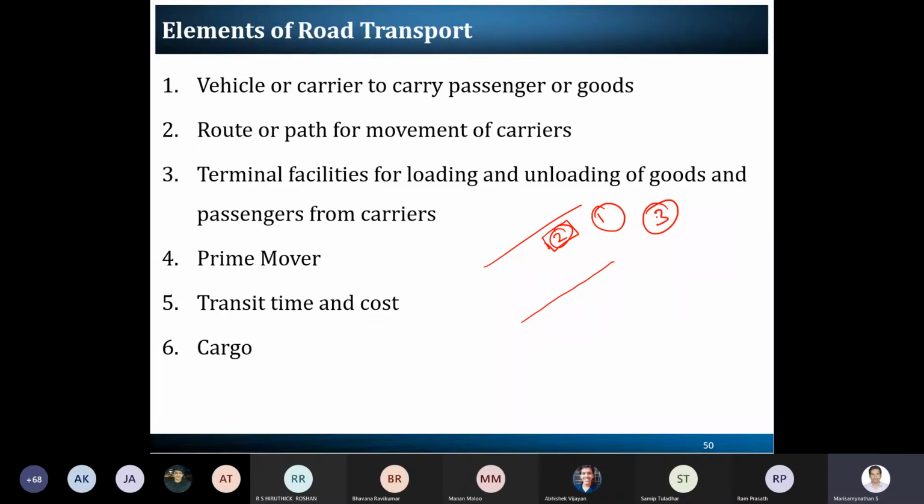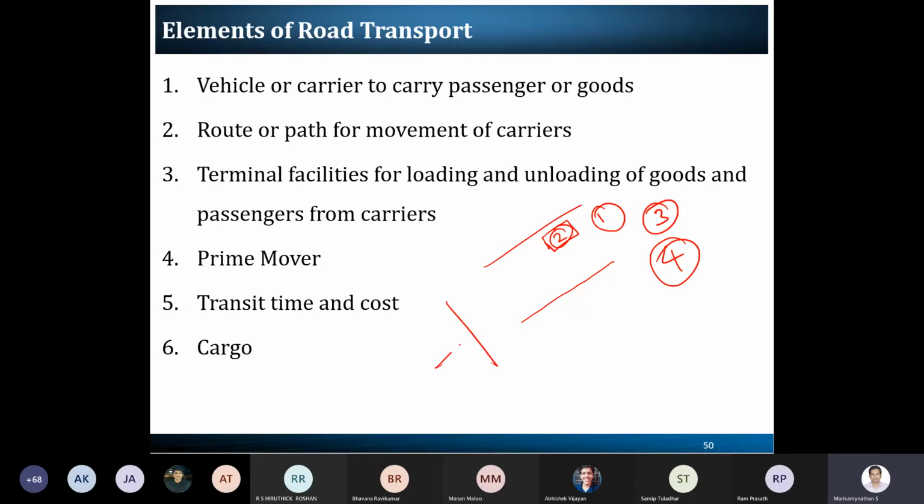Sometimes what happens, the trucks are moving. What is the truck doing? The truck is transferring the goods or the cargo, right? So cargo or the goods are considered as one of the major elements in road transport. Is this sufficient? No. Still, it requires some facilities.